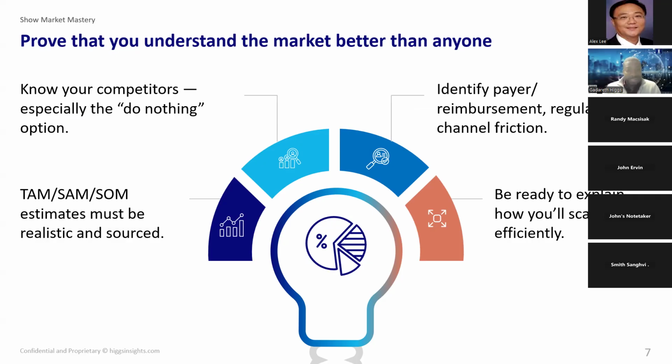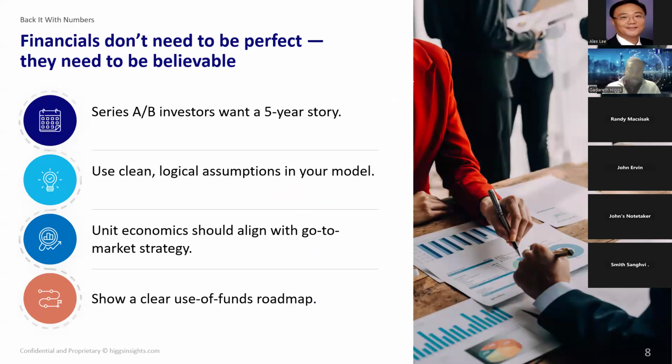Estimates must be realistic and sourced. They don't have to be perfect, as we'll talk about a little bit later. They don't have to be perfect, and it may turn out to be different, and you may actually iterate on it and change them with time. But you do need to have something that's realistic and backable, right? It's not all about what you say; it's about how you say it and how you back it up. And so the financials don't need to be perfect, as I said before about the TAM, SAM, and SOM. They just need to be believable.